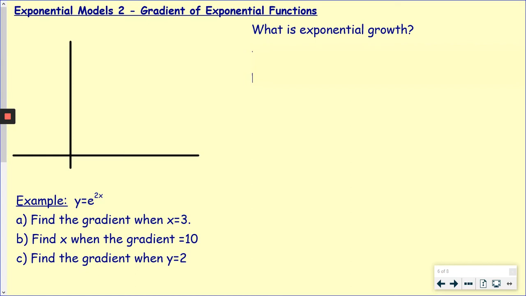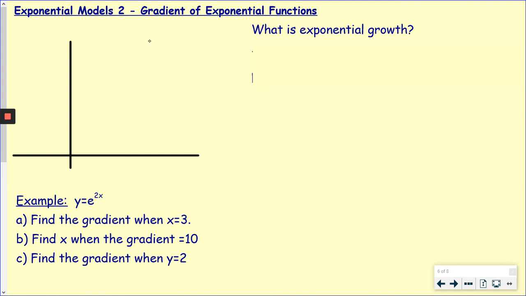Hi, welcome to Exponential Models Lesson 2. In order to run a model using an exponential function, we're going to want to be able to know how fast that model is changing, or how fast the function is changing. So we're going to need to be able to work out the gradient of exponential functions, and that's what we're going to look at now.